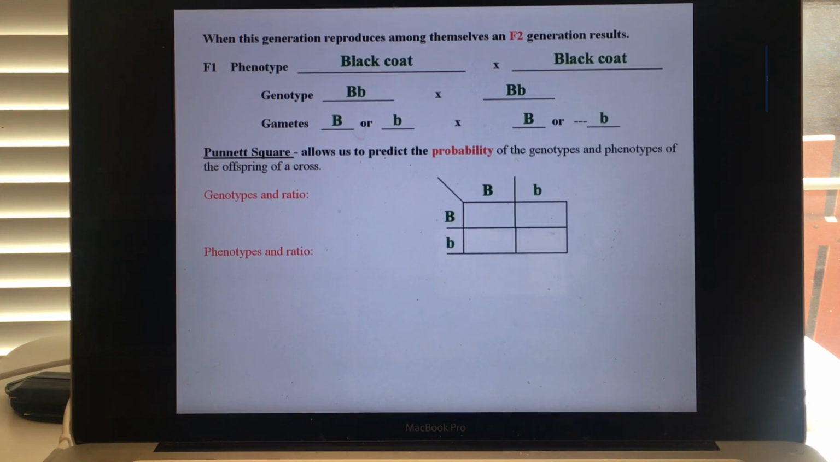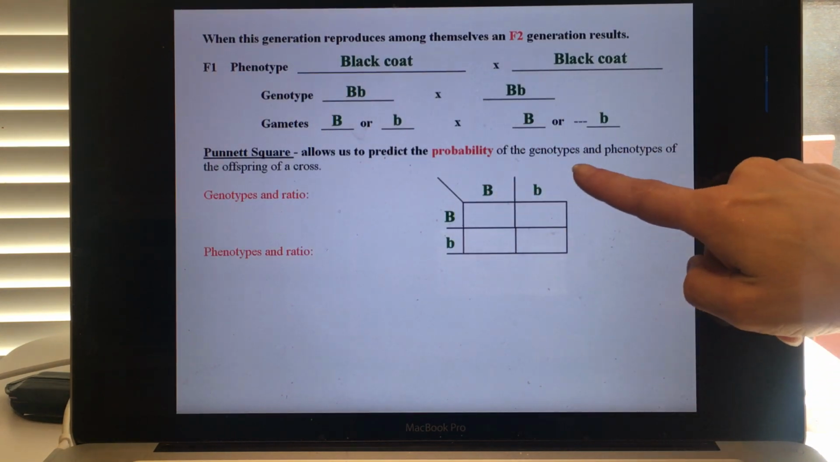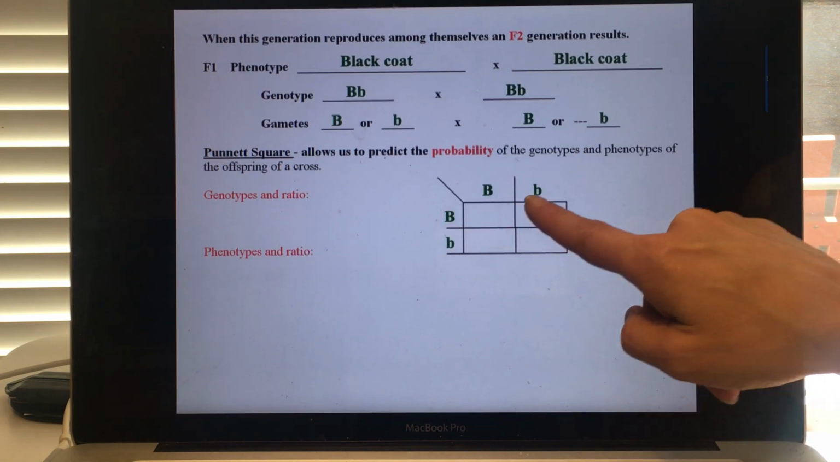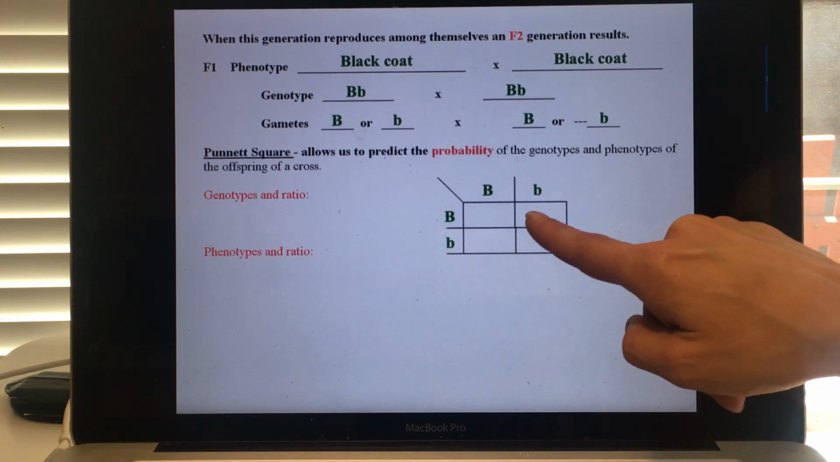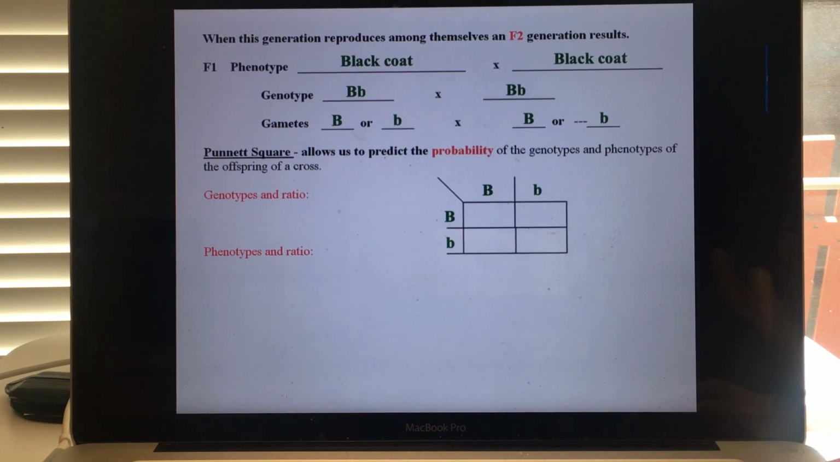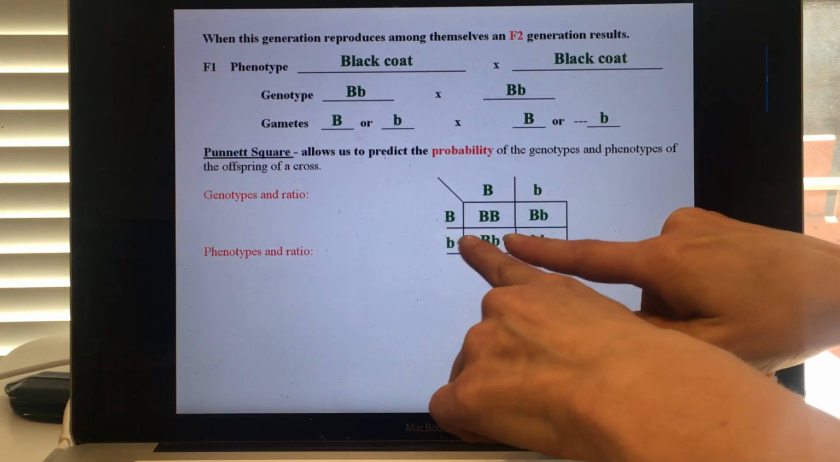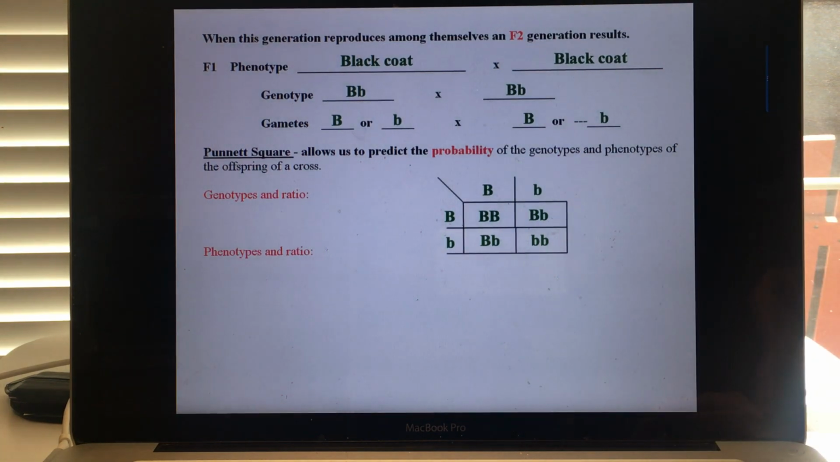So now we set up our Punnett squares. What you need to realize about the Punnett square is that gametes, or sperm and egg, go on the outside, and possible zygotes go on the inside. So they're possible results of fertilization. So we could get big B big B, big B little b, we could also get big B little b, and we could get little b little b. And we get that by combining the alleles row to column.